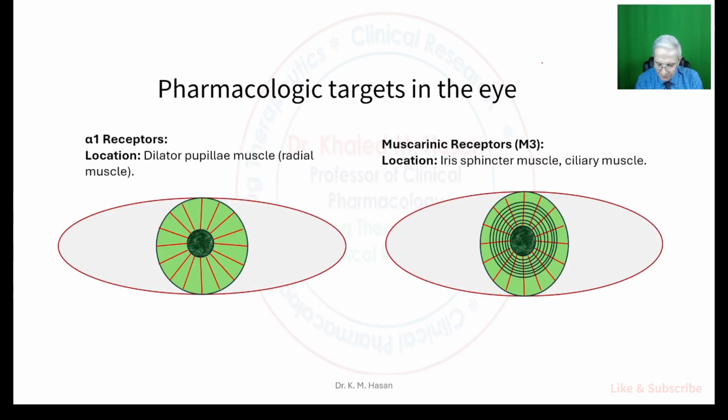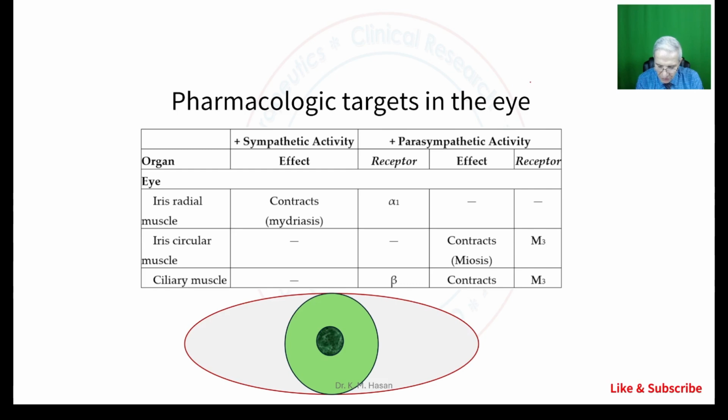Okay, moving to the second important organ, the eye. We talk about the effect of the autonomic nervous system on the eye, the pharmacological targets on the eye. Here we talk about the eye.